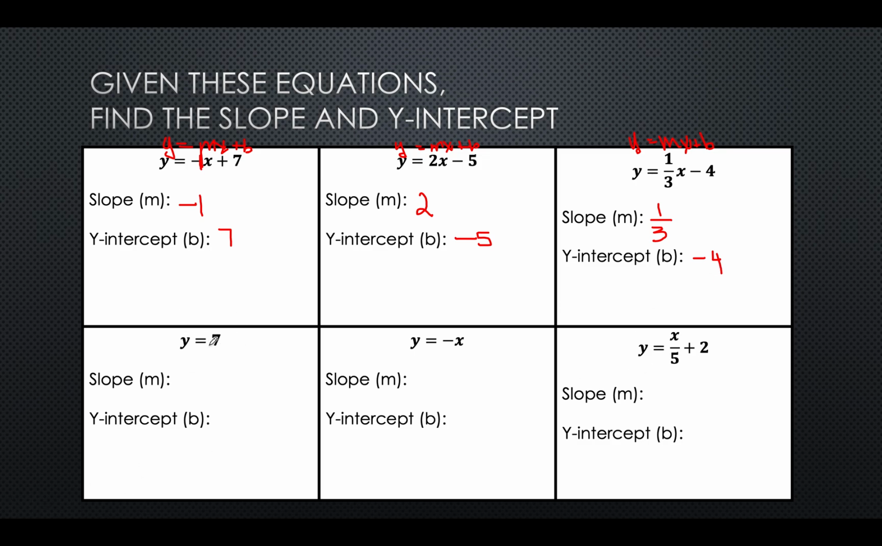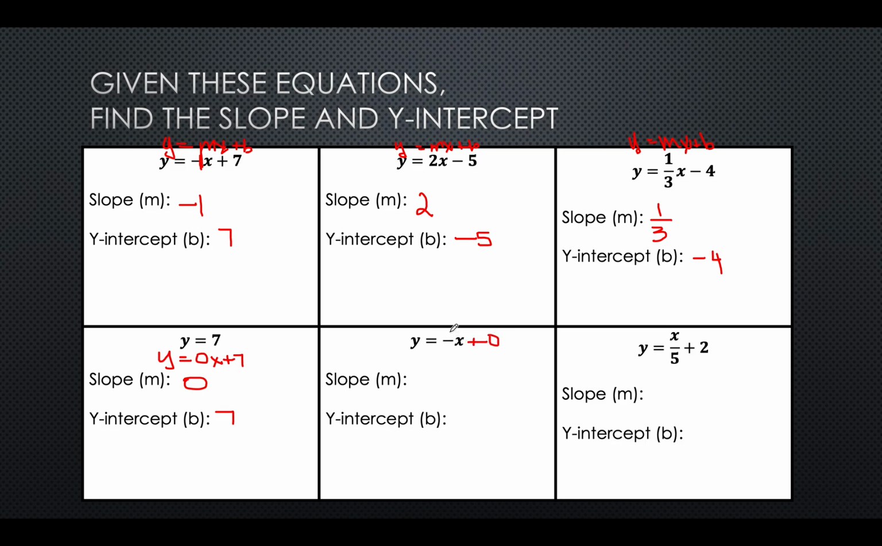Yeah, there's things missing. What's missing here? Well, there's 0 x's in this one. Oh, wait. That means I can rewrite that with a 0x. That means the slope is 0 and the y-intercept is 7. Here, there's no y-intercept, so we're going to add a +0.